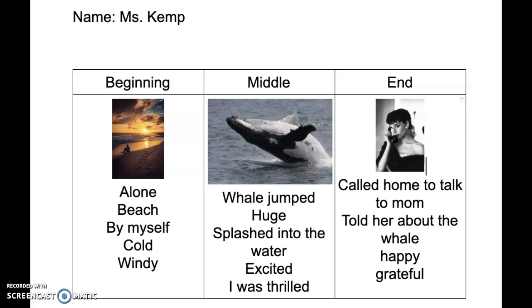So now I have my plan, my beginning, middle, end plan. I have what I did. I was alone on the beach. I saw a huge whale jump, and then I went home and called my mom. But I also have details, like it was cold, it was windy, I was excited, I was thrilled, I was happy, I was grateful. So I started off with what I did, and then I added some details for my beginning, middle, end story.